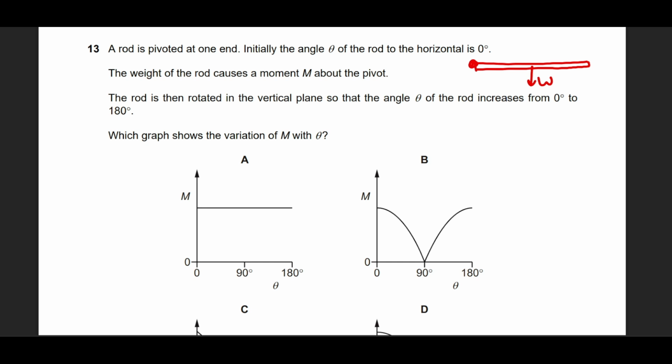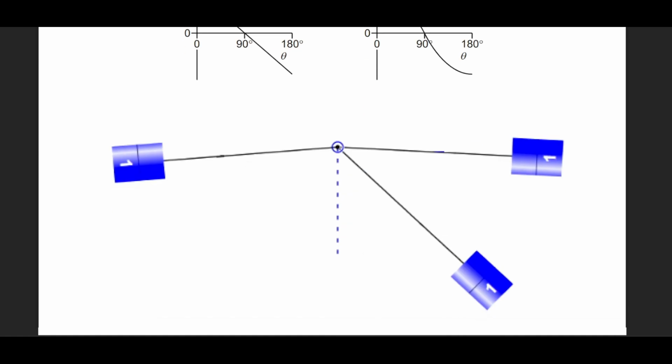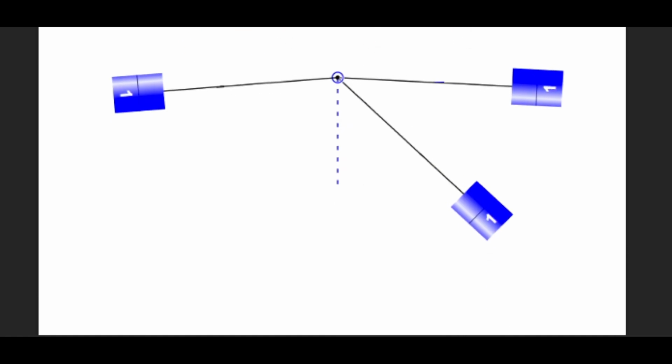So the rod is rotated vertically and then goes up to 180. So from this point to this point, the rod is being rotated, right? Or it oscillates, let's say. So what diagram represents the moment with theta? Okay, so first of all, let's make the equation. Let's see what the situation looks like. This is what the situation is, right? So the moment would be downwards mg, the weight, multiplied by the distance from the pivot, which is d.